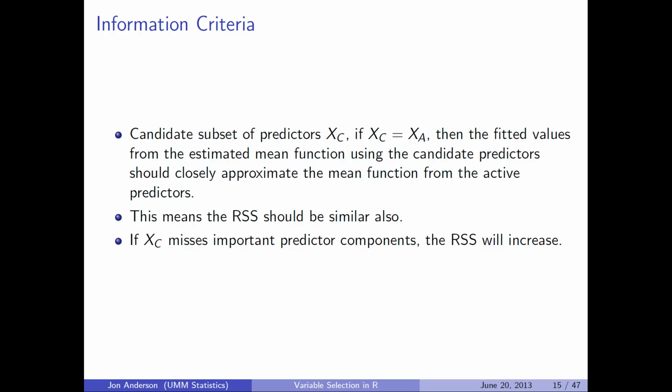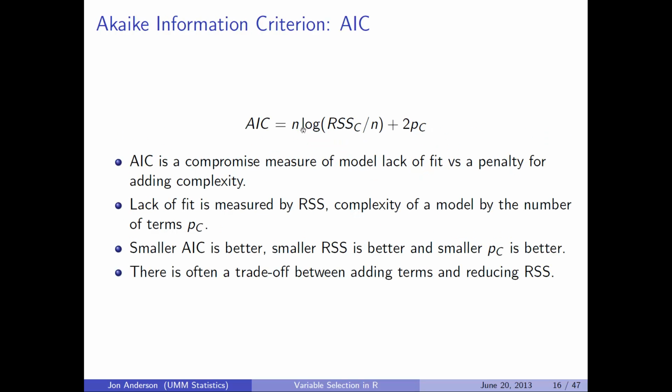The idea here is that if your candidate set is really close to the set of active predictors, you're going to get a mean function and an estimated mean function that'll be really close to the truth, and really close to what you're getting from your actives. As your candidate set drifts away from the active predictors, you'll get bigger residuals, your model won't be as good, and your residual sums of squares will increase when you miss information.